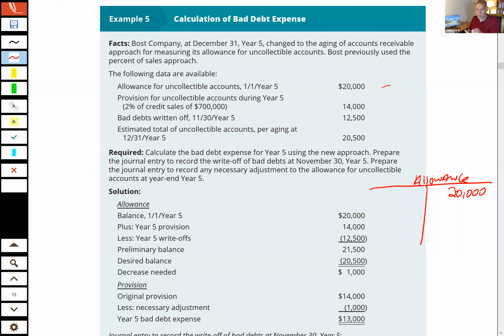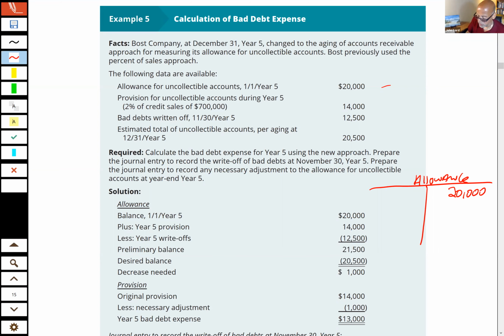And then FASB finally agreed with me and said, no more percentage of sales method. You must always make an adjustment to the accounts receivable at year end, even if you're putting amounts in as you make your sales. Okay, so that's what this question does.